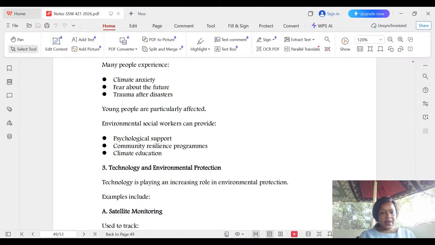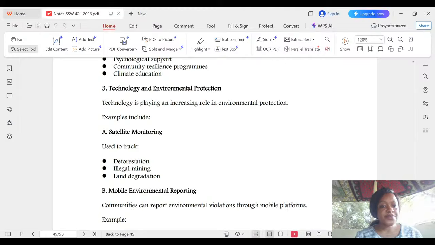Okay. Technology. Let's look at technology and its role in environmental protection. Okay, we are still continuing to unpack the future. So technology is playing an increasing role in environmental protection. Like now you can use drones to find out so much.